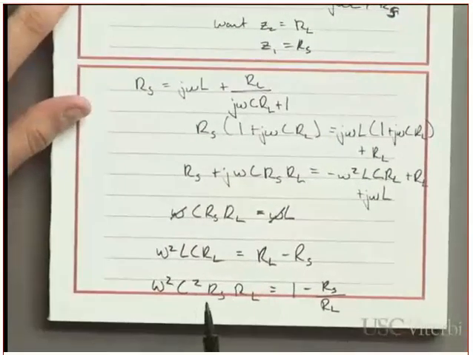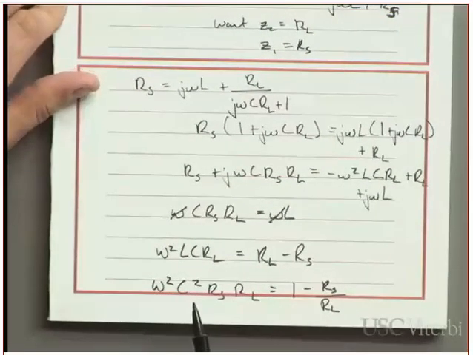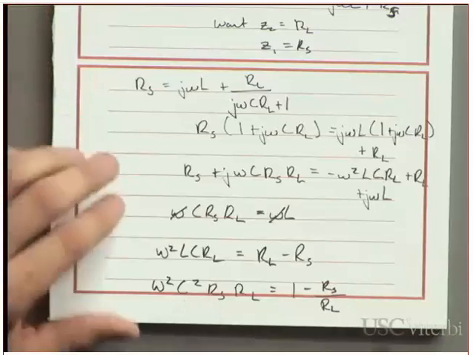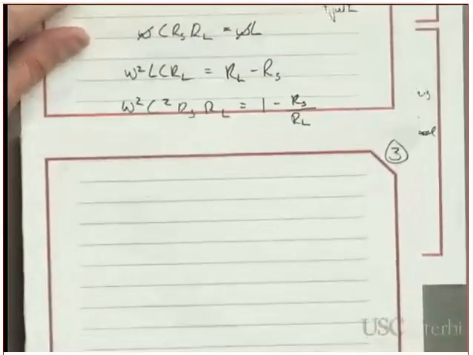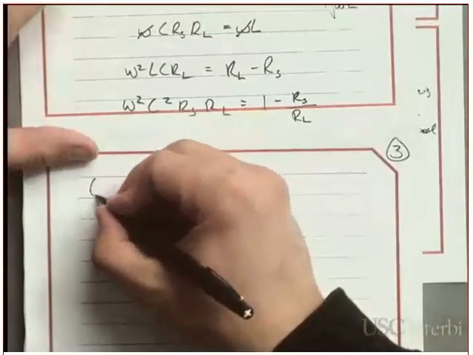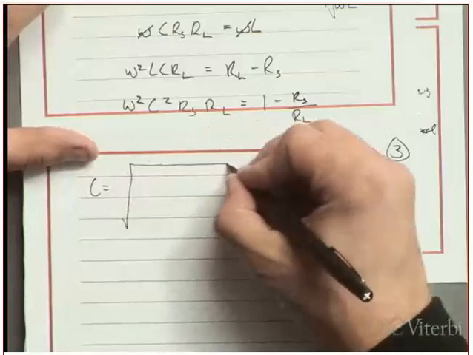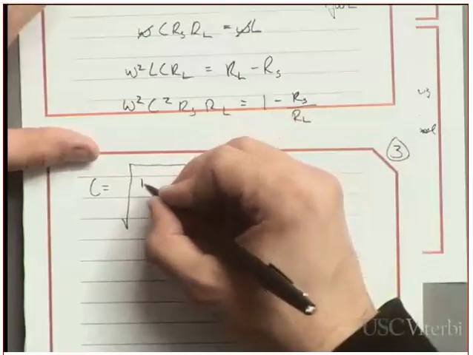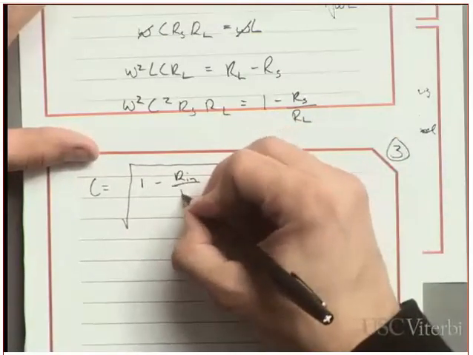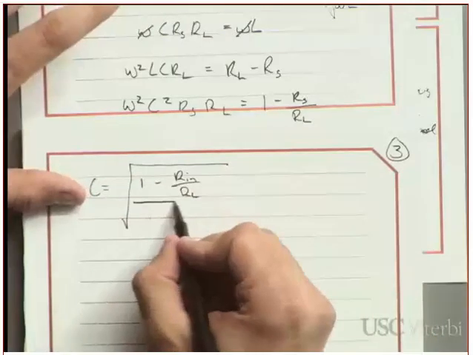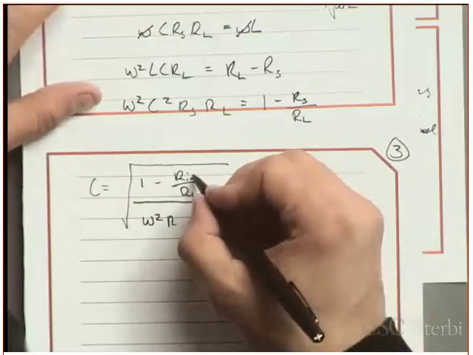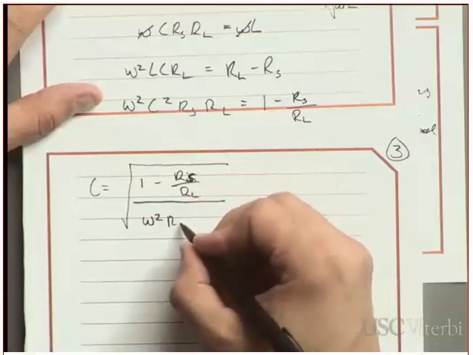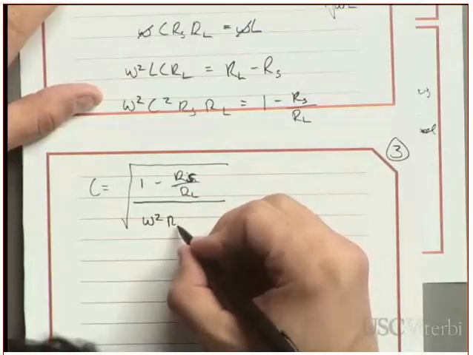But basically what I have now is a form that I can solve for the square of C. And so if I do that from this guy, I'm going to end up with C is equal to the square root of 1 minus RS over RL, over omega squared RS RL.